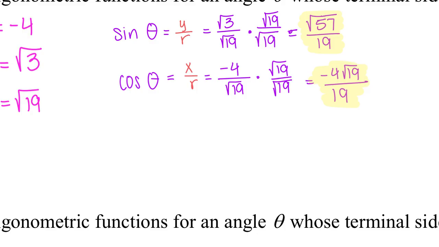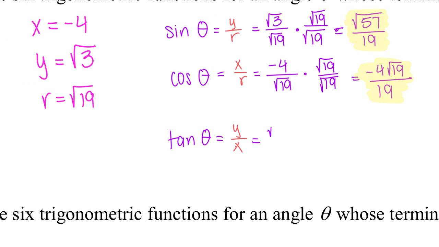Okay, going to the next one, I'm going to have tan theta. Tan theta is y over x. So looking at it, my y is the square root of 3. My x is -4, and this is fine, okay? No square roots in the denominator, so this is fine, leaving it.